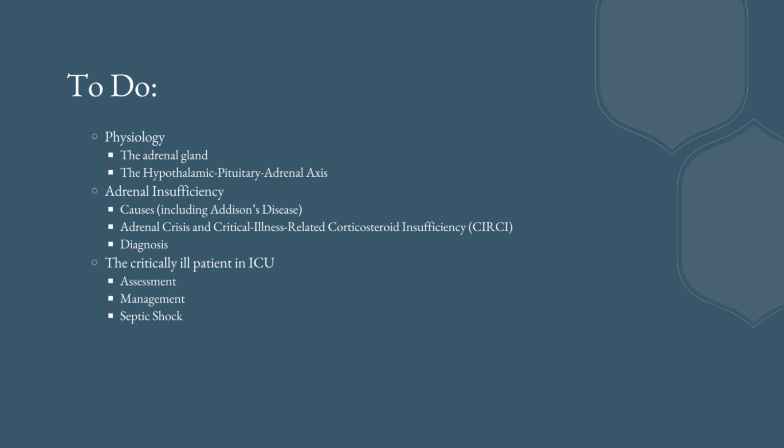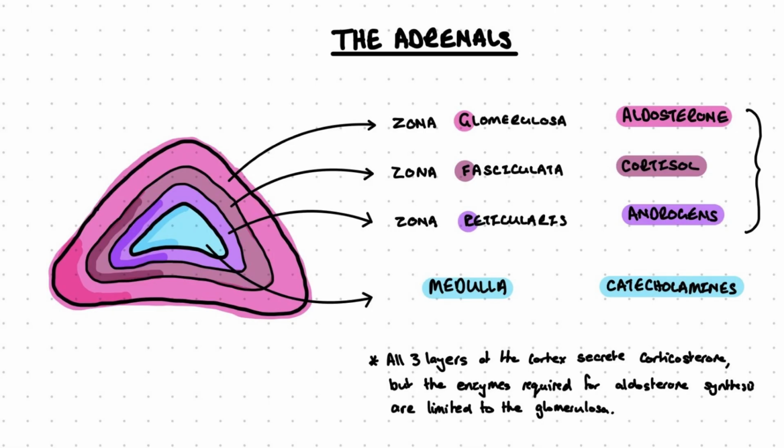Just a quick coverage again of the adrenal glands. The adrenal has 3 layers, conveniently labeled GFR: glomerulosa, fasciculata, and reticularis. Each of these layers produces a different major hormone. The important thing is that all 3 layers of the cortex actually secrete corticosteroid, the precursor to cortisol, but only the glomerulosa secretes aldosterone, and the medulla is responsible for secreting catecholamines. This little structure can cause a few big issues.